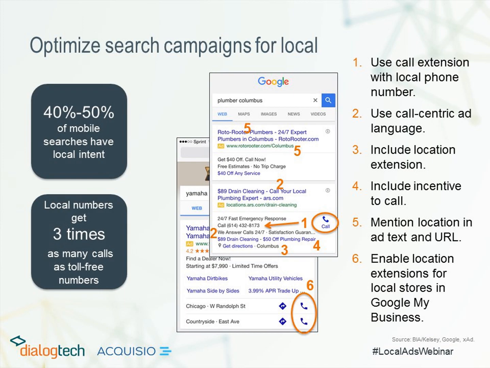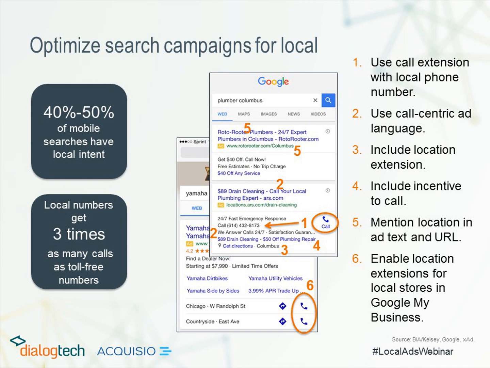So here are some tips about how to optimize your search campaign specifically for local. Use call extensions like I said in the previous slide, but when you do, make sure you're using local phone numbers. You can see some examples in the middle there. Local phone numbers have been proven to get 3 times as many calls as toll-free 800 numbers. When someone is searching for a local business, they don't want to call an 800 number. They want to call a phone number that has the local area code where they're searching. It makes a huge difference in your conversion. So make sure you use the local number and not the toll-free number.